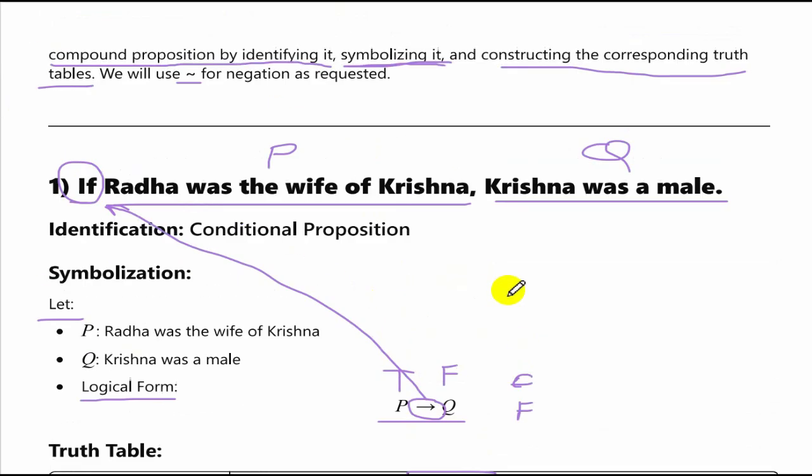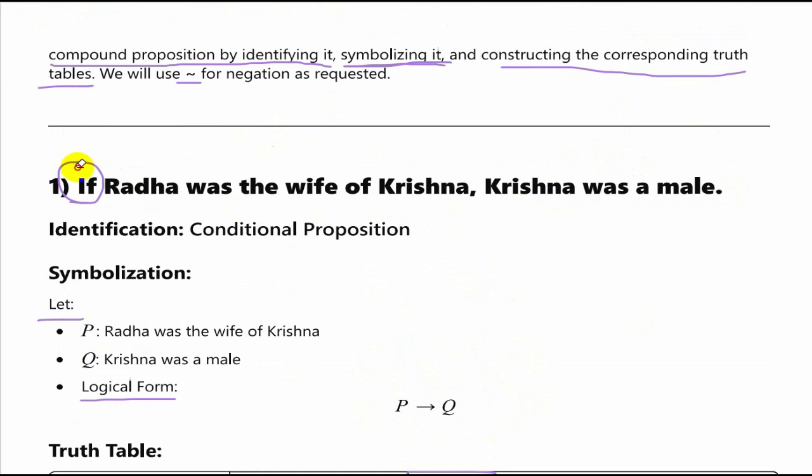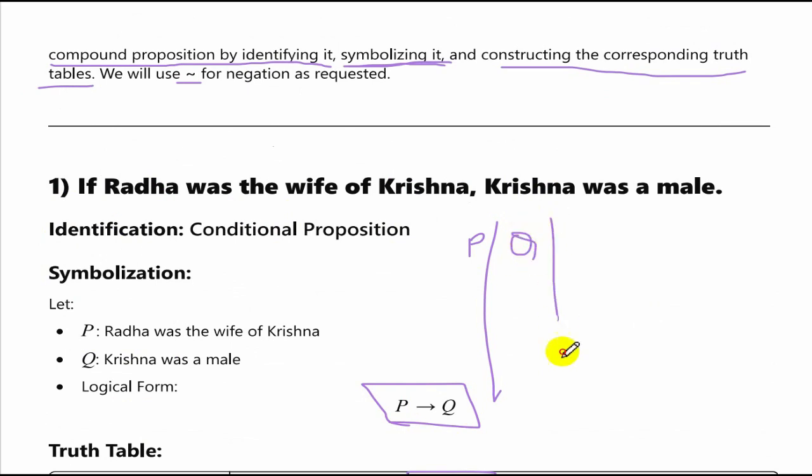So I'll create a fresh table for you so that you understand it much easier. When I am doing it separately, maybe you'll understand it much better. So we first put P and Q, because we have this logical form, so we have to prepare a truth table for this. We create two columns, P and Q, separate characters, and then if P then Q.